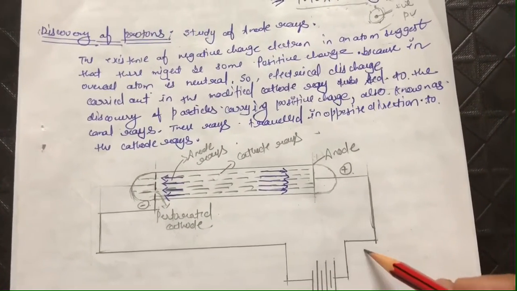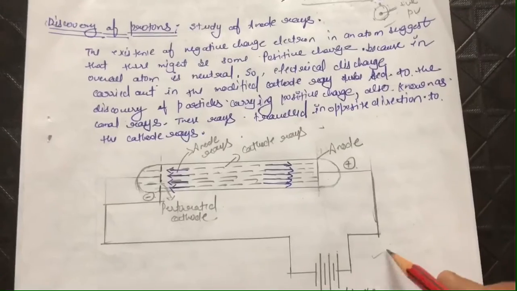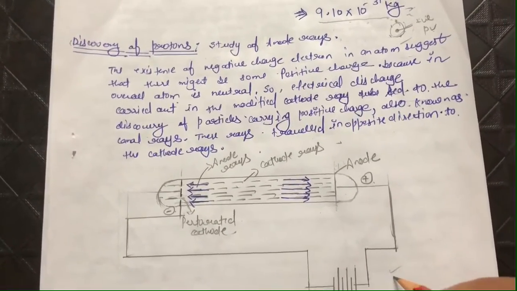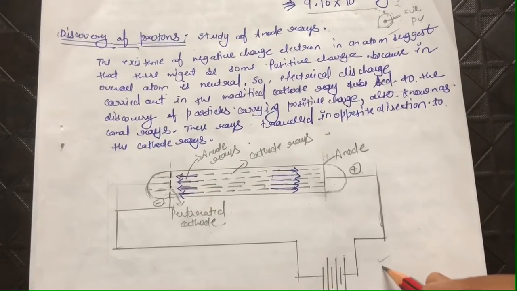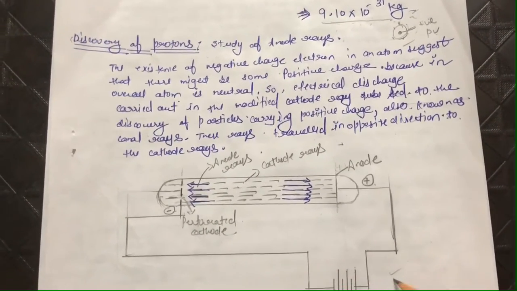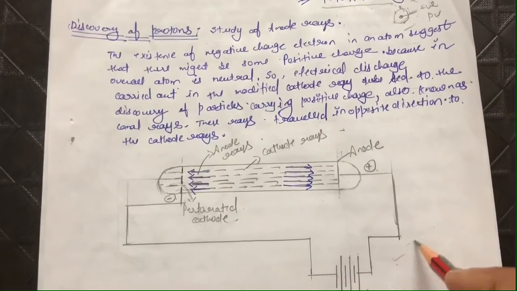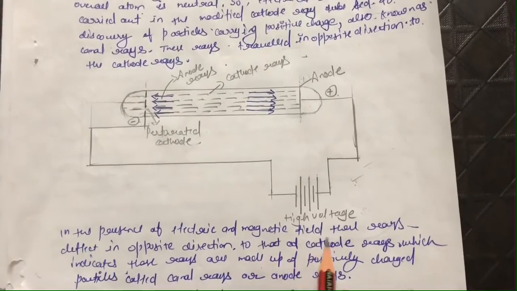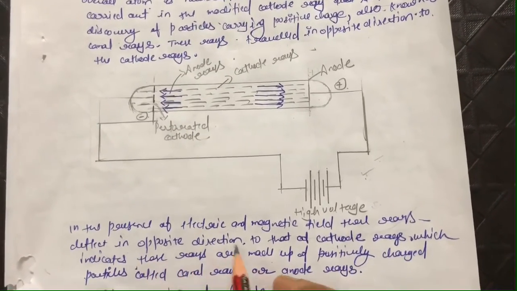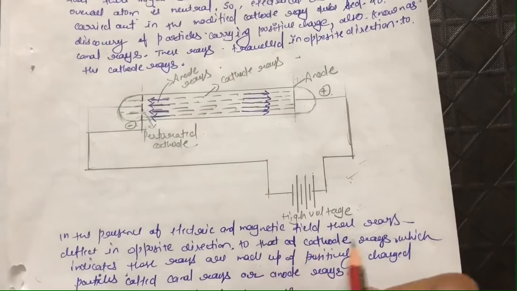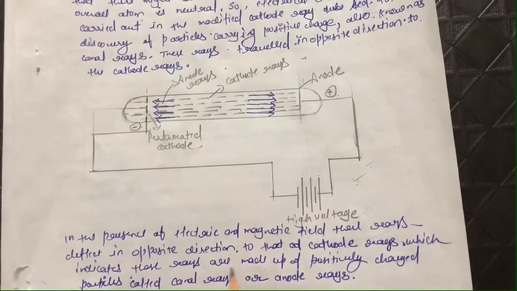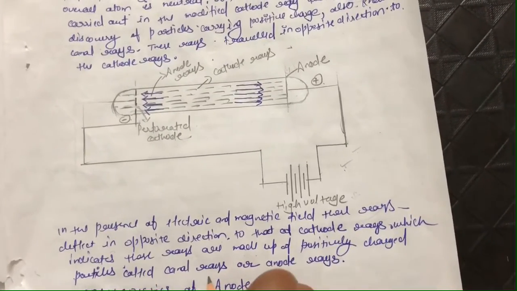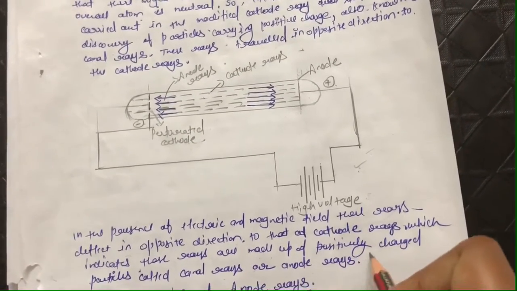Overall setup you have already seen in the case of the discovery of the electrons. In the same manner you have to arrange the setup for the study of the anode rays with the help of the discharge tube experiments for the discovery of the protons. So in the presence of electric and magnetic field, these rays deflect in the opposite direction to that of the cathode rays, which indicates that these rays are made up of positively charged particles called canal rays or anode rays. Clear?